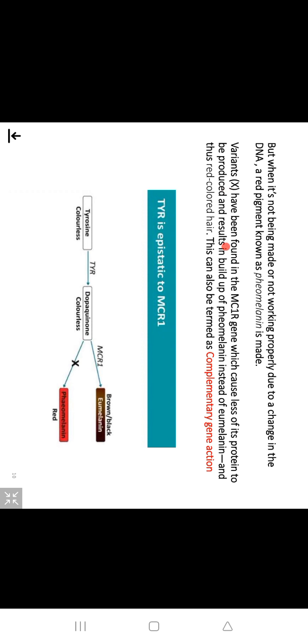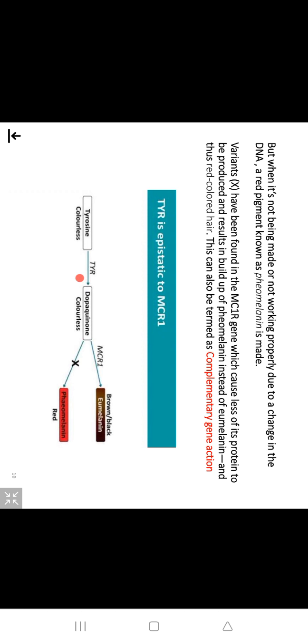So variants in X, those with the mutations here, they don't convert the tyrosine to the eumelanin. Instead, they make pheomelanin. So this is an example of epistasis, whereby two genes are interacting to control a phenotype. When one gene is not there, when the MC1R gene is not there, the individual cannot produce what? Eumelanin, and the individuals will have red hair.